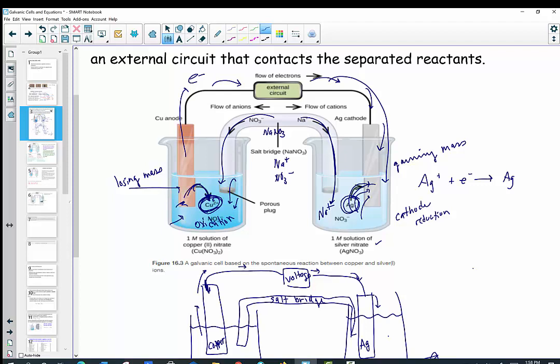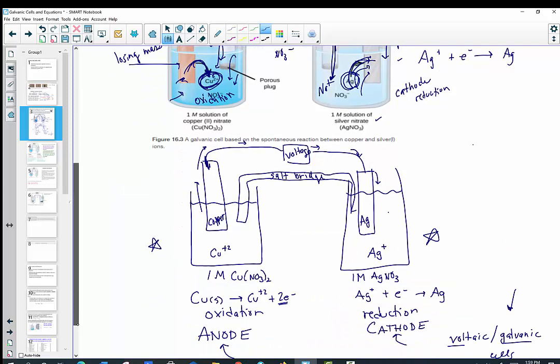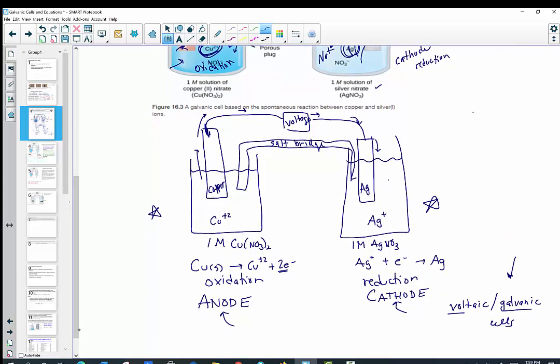So, because we add copper ions in oxidation, the nitrate neutralizes those. The flow of anions from the salt bridge is towards the anode. On this side, we see that electrons are being gained. The silver ion is plating out. Therefore, we balance the charge with the cations flowing into solution. From the salt bridge, the cations migrate towards the cathode. And all of that is done to keep it electrically neutral overall.